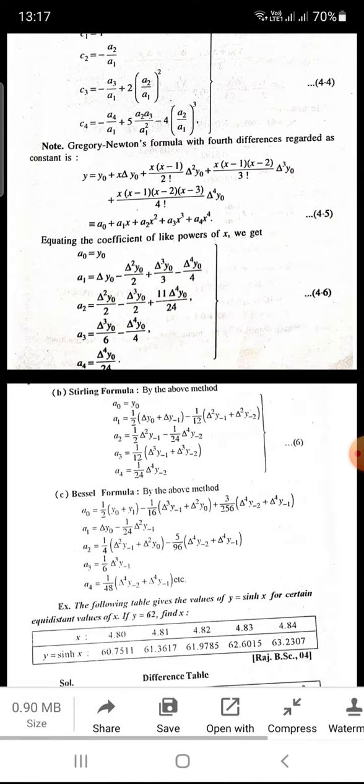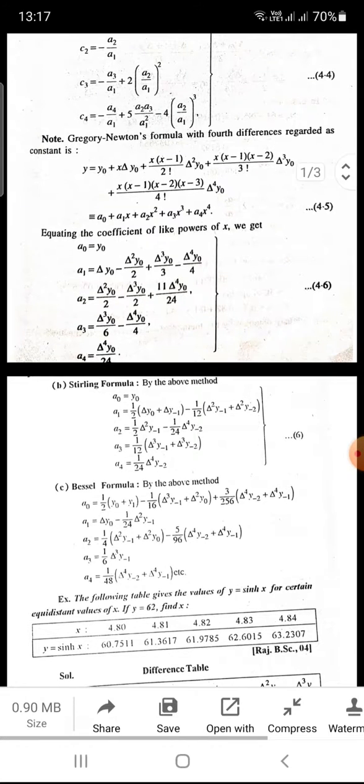Now equating the coefficients of like powers of x, we get a0 is equal to y0, a1 is equal to delta y0 minus delta square y0 upon 2 plus delta cube y0 upon 3 minus delta 4 y0 upon 4. A2 is equal to delta 2 y0 upon 2 minus delta 3 y0 upon 2 plus 11 delta 4 y0 upon 24. A3 will be delta cube y0 upon 6 minus delta 4 y0 upon 4 and A4 will be delta 4 y0 upon 24.